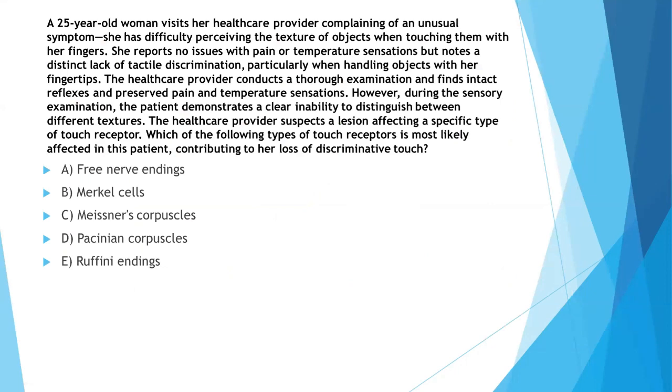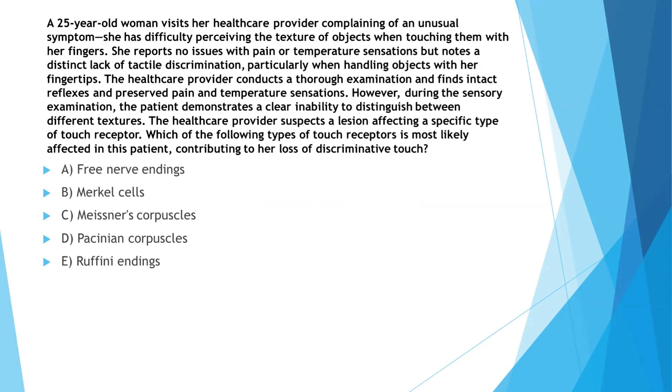So, talking about one more question, and then we will discuss in brief the upper motor neuron and lower motor neuron lesion types. Which of the following types of touch receptors is most likely affected in this patient, contributing toward loss of discriminative touch? Now, a 25-year-old woman visits her healthcare provider complaining of an unusual symptom.